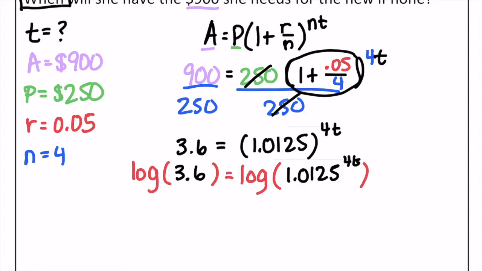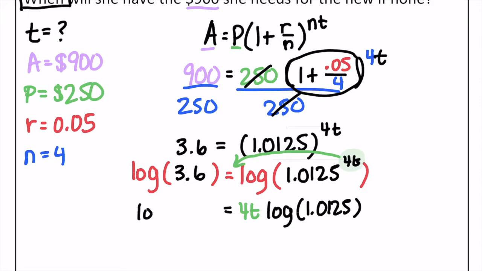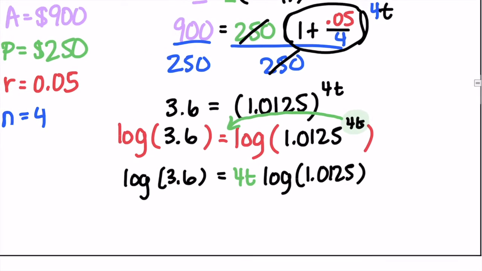Because now this is a logarithm, I can take this exponent and move it to be a coefficient. Instead, I can move it out of the exponent place. So I have 4t times log of 1.0125 on the right-hand side is equal to log of 3.6 on the left. I can get t by itself on the right-hand side by dividing by this extra 4 and this log that's being multiplied. So I can divide by 4 log 1.0125.